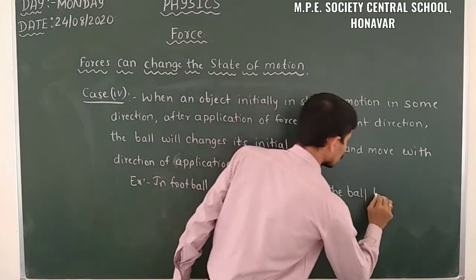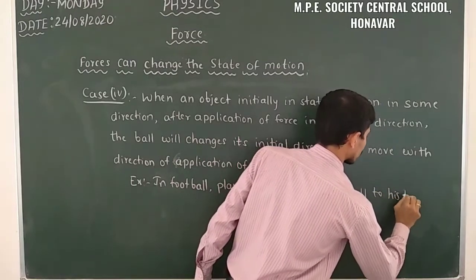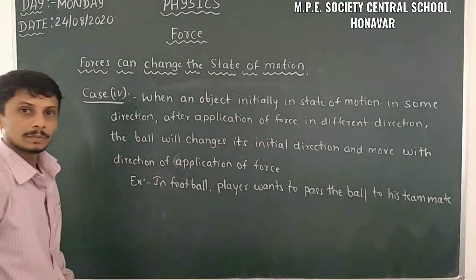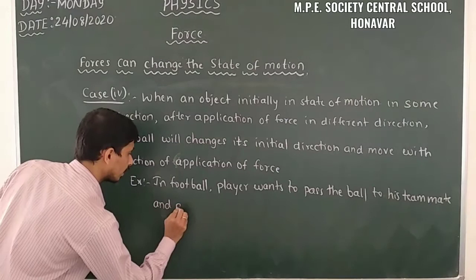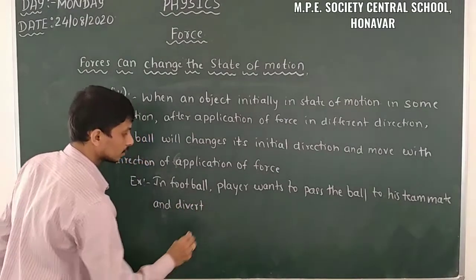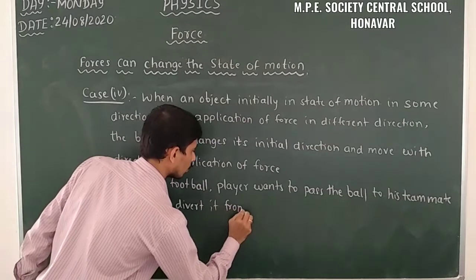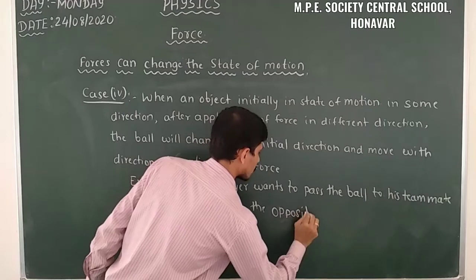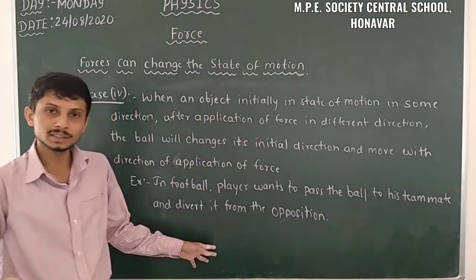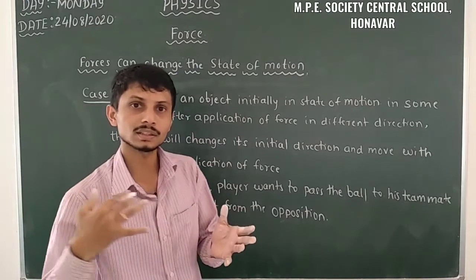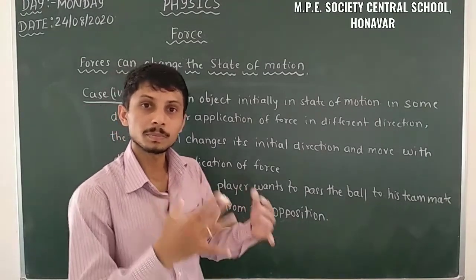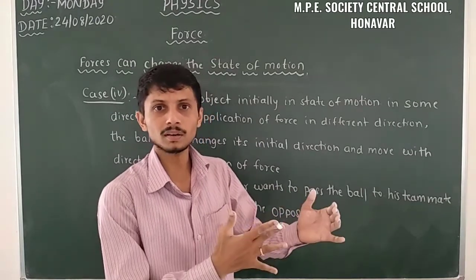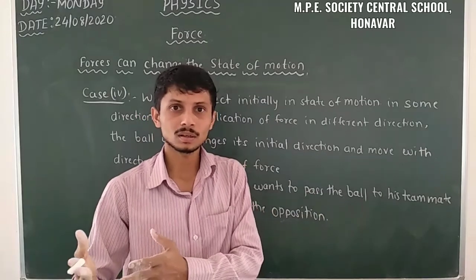In football, a player wants to pass the ball to his teammate and divert it from the opposition. Divert it from the opposition means the ball is initially moving in some direction, and the player wants to divert that ball because some player wants to take it from him.